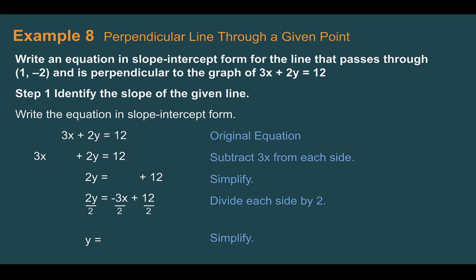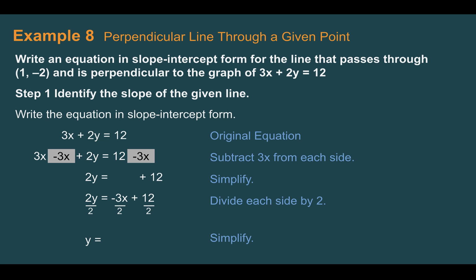Example 8, perpendicular line through a given point. So this time, let's write an equation in slope-intercept form for the line that passes through (1, -2) and is perpendicular to the graph of 3x plus 2y equals 12. First, we need to identify the slope. So we have to write that equation in slope-intercept form. So to do that, we would subtract our 3x from both sides to start getting y by itself, because slope-intercept form is y equals mx plus b.